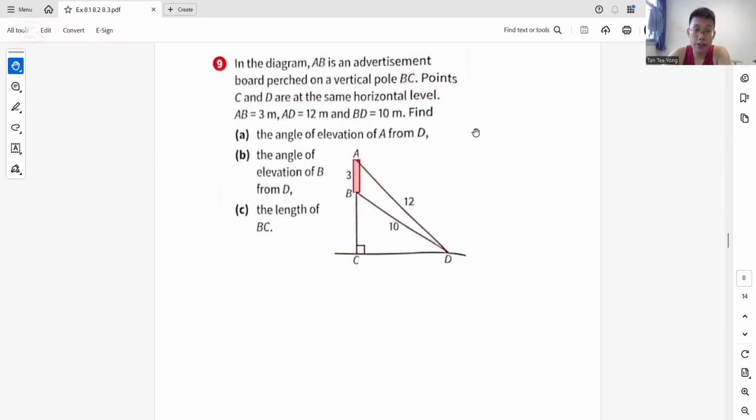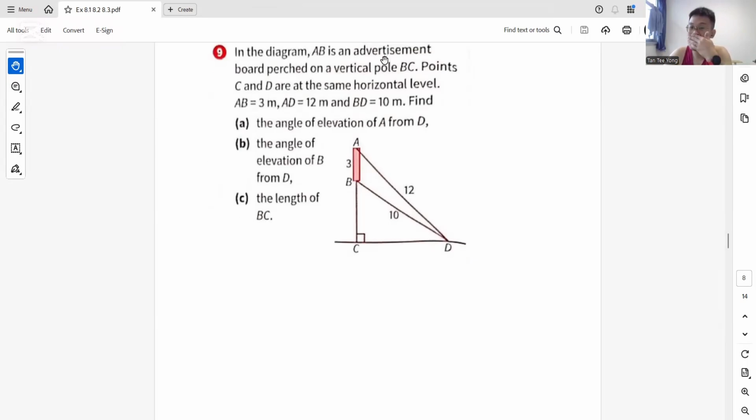Let's take a look at question 9. There's a diagram here, so it's supposedly easier. In the diagram, AB is an advertisement board perched on a vertical pole BC. Points C and D are on horizontal level ground. AB is 3, AD is 12, and BD is 10. Find the angle of elevation of A from D. This is the angle that they want you to find.